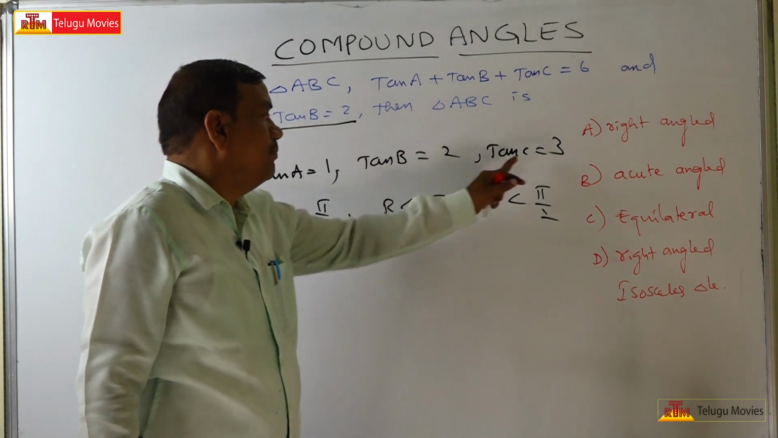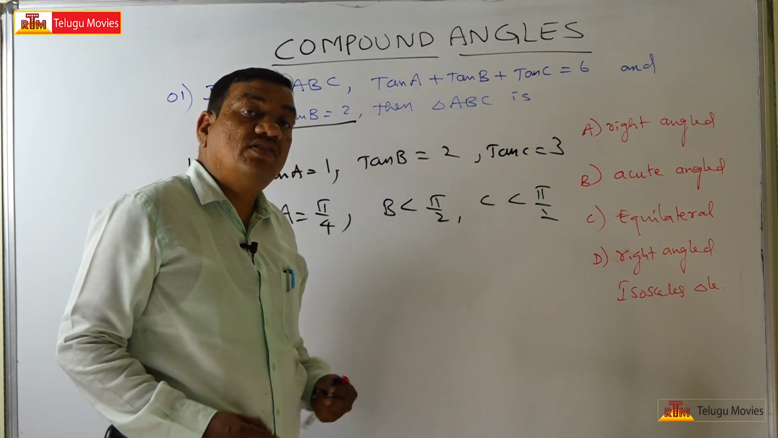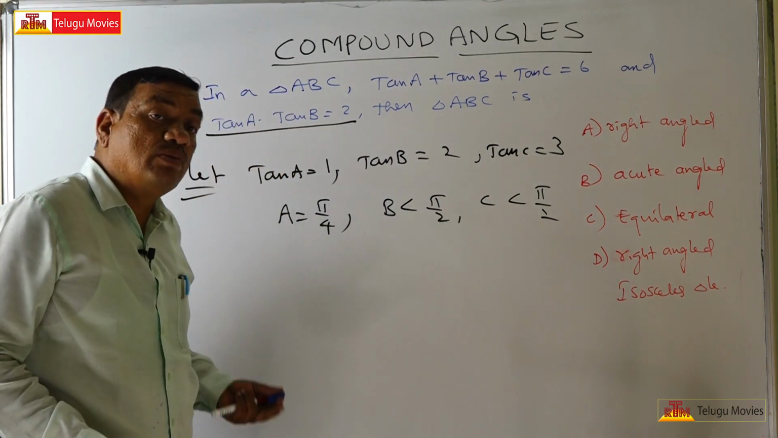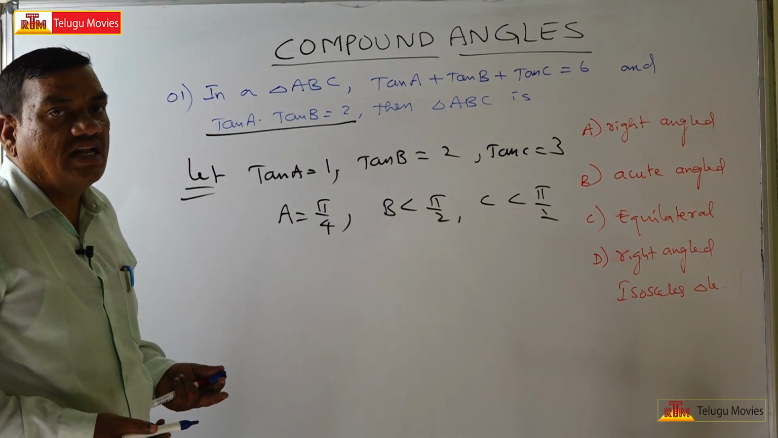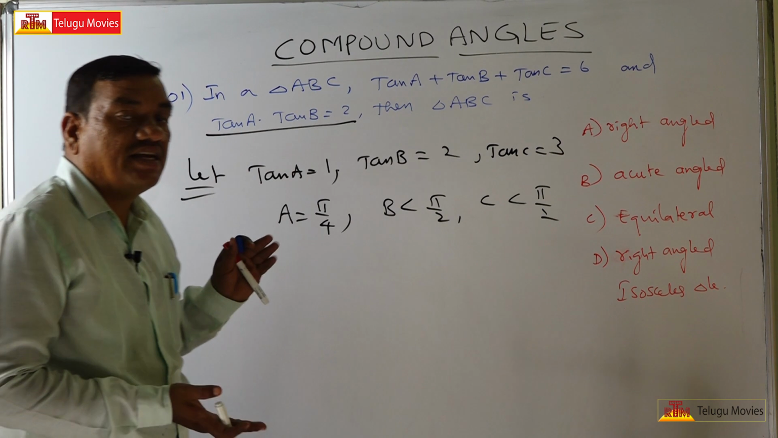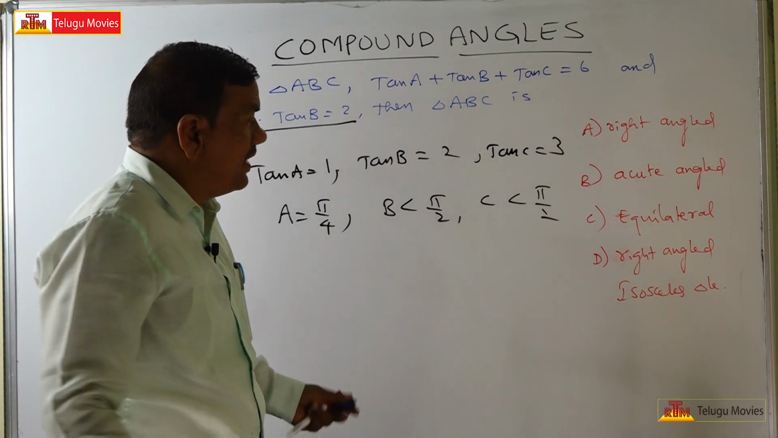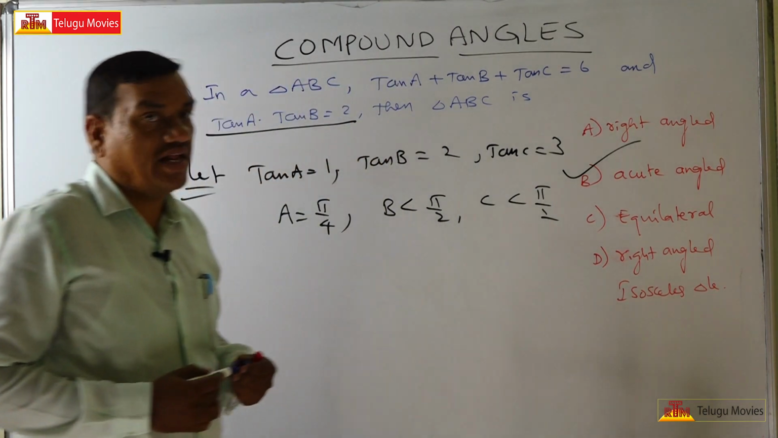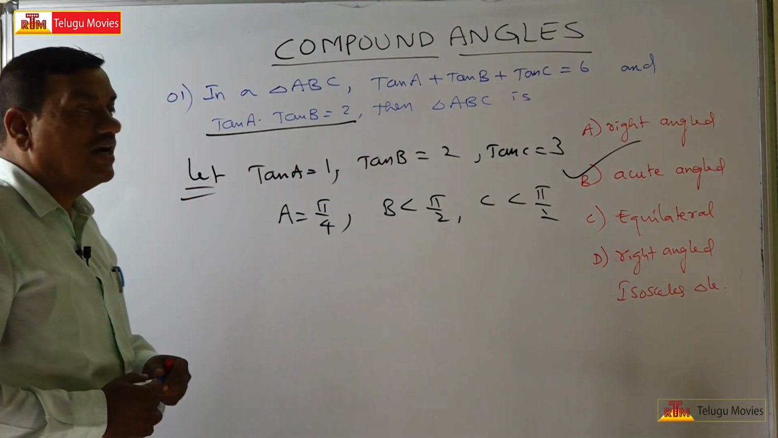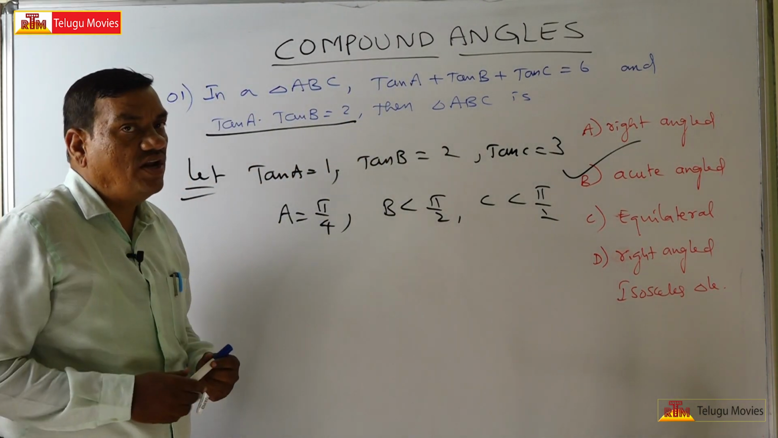Definitely A, B and C will lie in the first quadrant, and moreover A is also pi by 4. All three angles lie in the first quadrant, that means all three angles lie between 0 and pi by 2. Therefore, it is an acute angle triangle. I hope that you understand this solution. So let us go for the next problem.